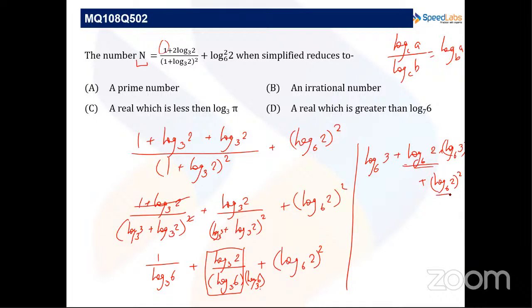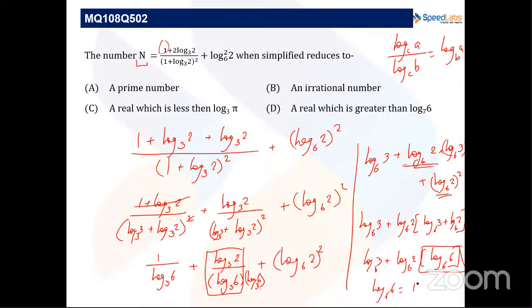So we can take out log 2 to the base 6 common. We will be getting log 3 to the base 6 plus log 2 to the base 6. So we will be having log 3 to the base 6 plus log 2 to the base 6, and this will be log 6 to the base 6, that will be 1. And this will be again log 6 to the base 6, so it will be 1. So the value of n on simplification is 1.